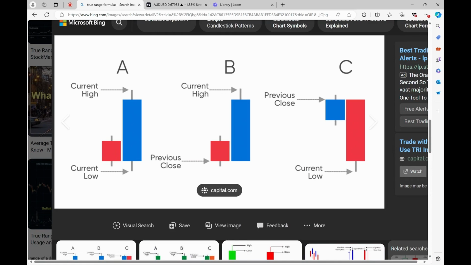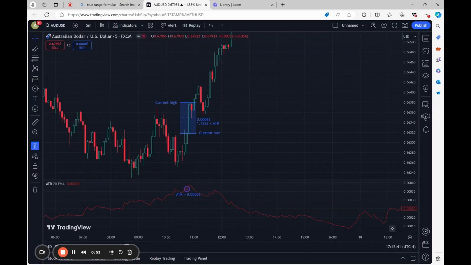Our next volatility indicator is average true range, or ATR. The purpose of ATR is that it tells us the volatility of a stock over a certain time period. There are 3 values of true range: current high minus current low, current high minus previous close, and previous close minus current low. The true range is the maximum of these 3 values, and the average true range is the average of the true ranges over a certain time period, which is normally 14 days.